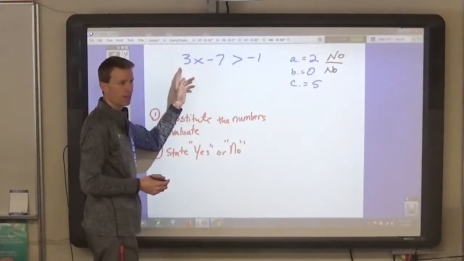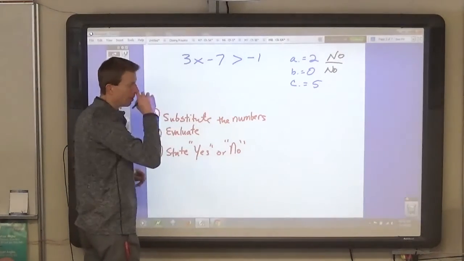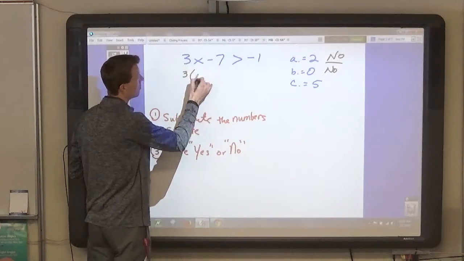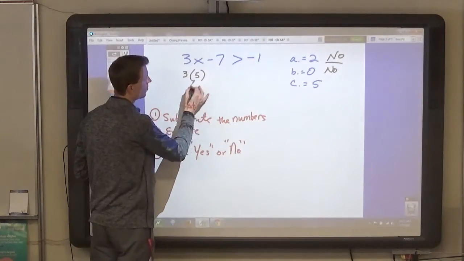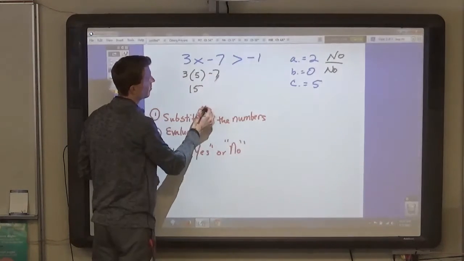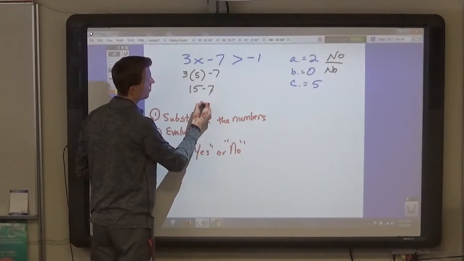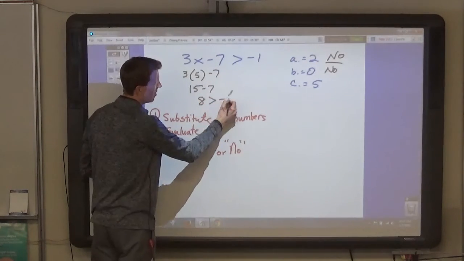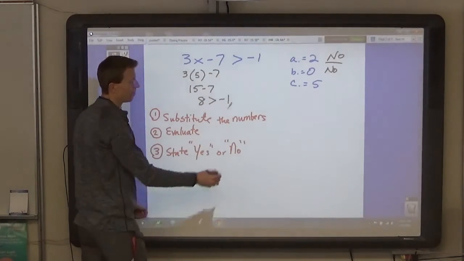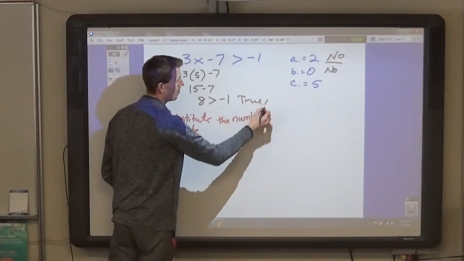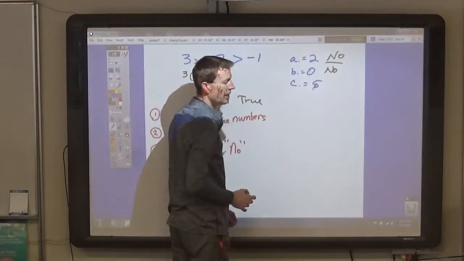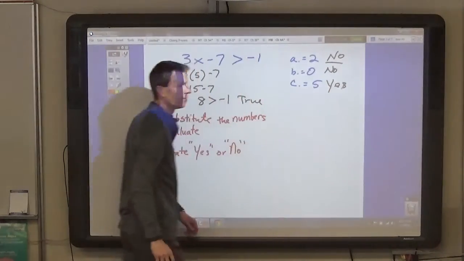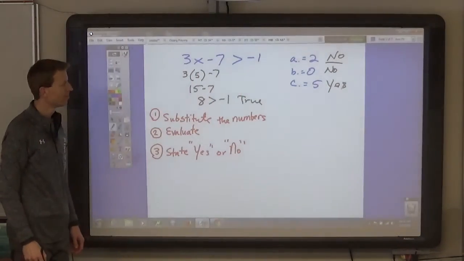All right, let's do this one for 5. Aiden, what do we do with 5? Well, you replace x with the number 5. Good. Then 3 times 5 is 15, and then you minus 7, and that would equal 8. Yeah, exactly what I was going to say. And that's true because positive is greater than. So for C, 5? Yes. Right. Okay. Yay.